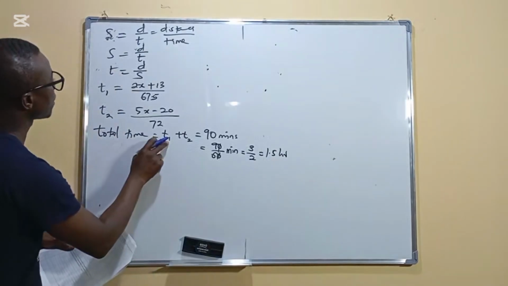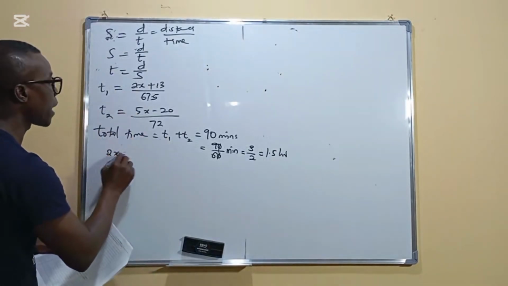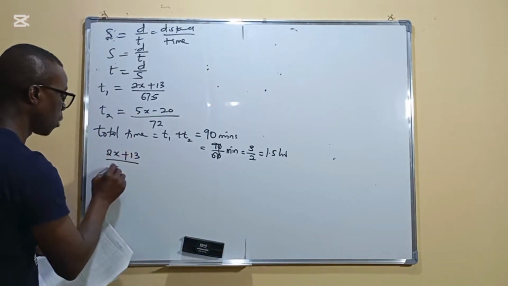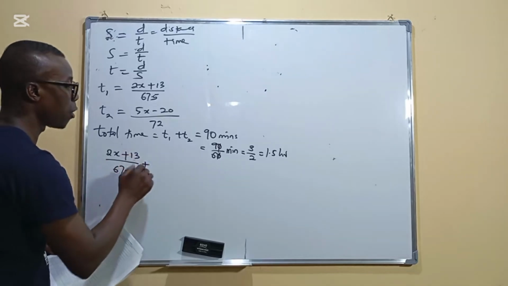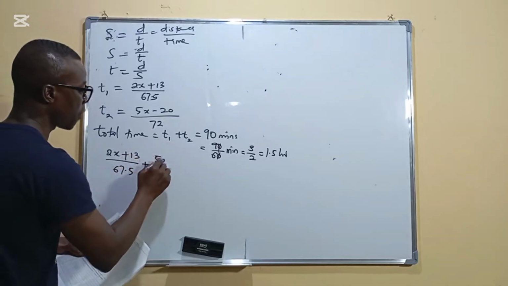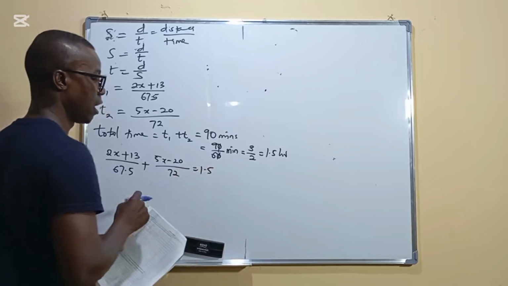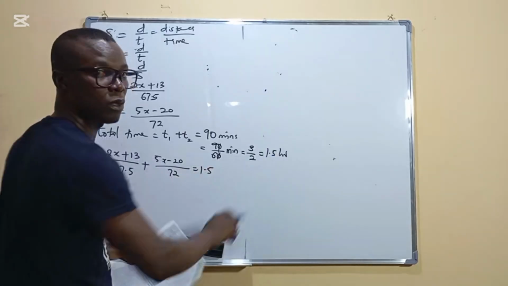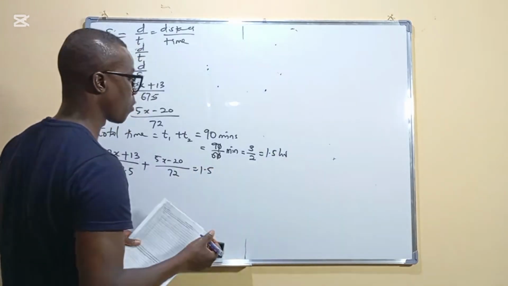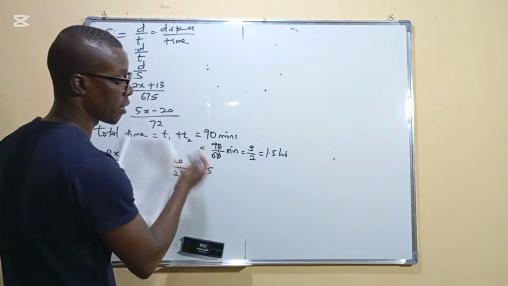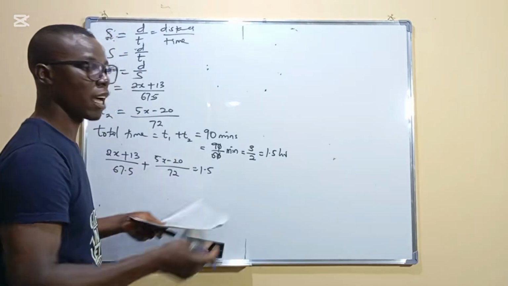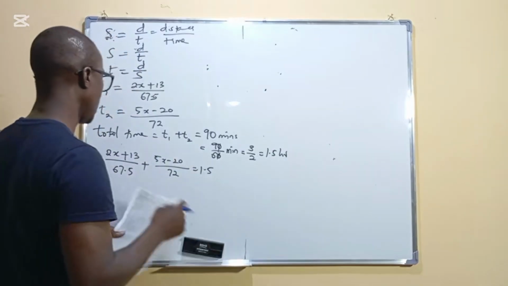So I'm having my T1. T1 is 2x plus 13 over 67.5 plus T2, which is 5x minus 20 over 72. This is equal to 1.5. Now, don't forget, there's always a mark for this conversion, so it's very good for you to convert that. The reason why you're doing that is because we're dealing with speed, distance, and time, of which the default unit is hours.